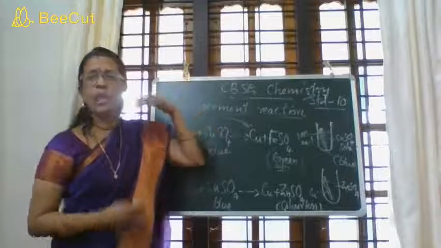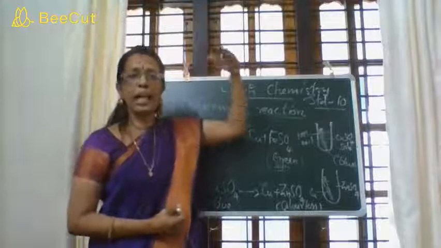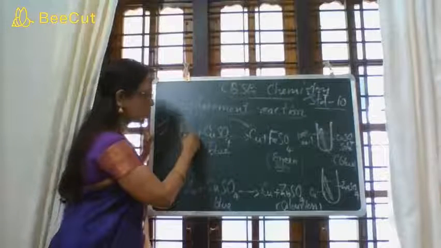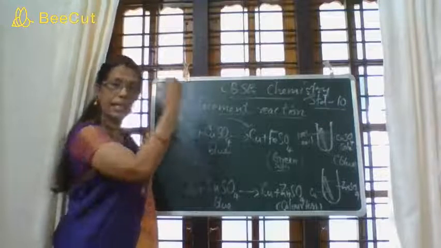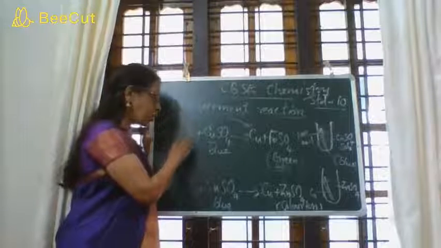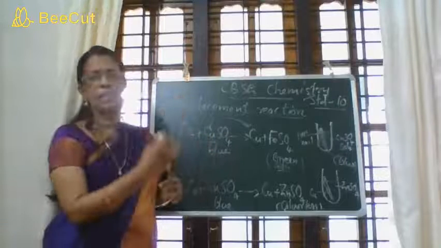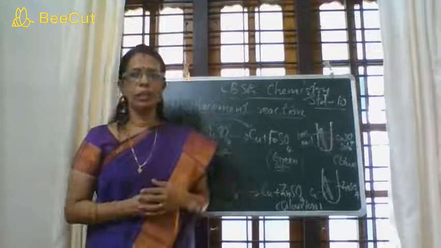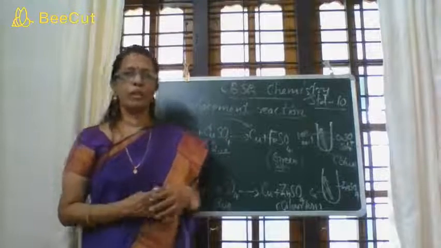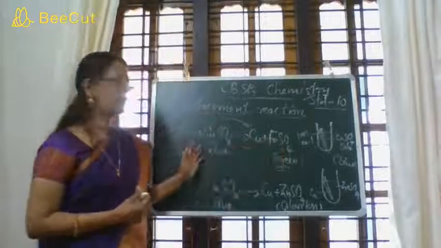So iron is the more reactive metal. In that series, the position of iron is above copper. That is, iron is more reactive. That more reactive iron takes the place of copper, displaces copper. That is the word we use for describing this type of reaction.